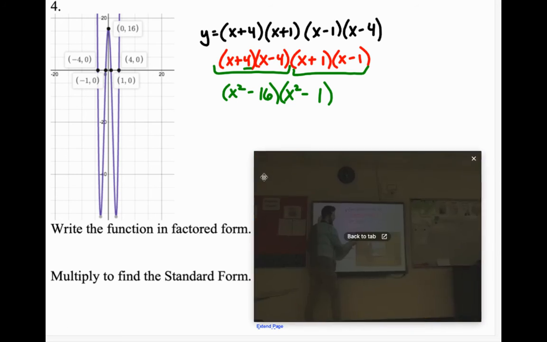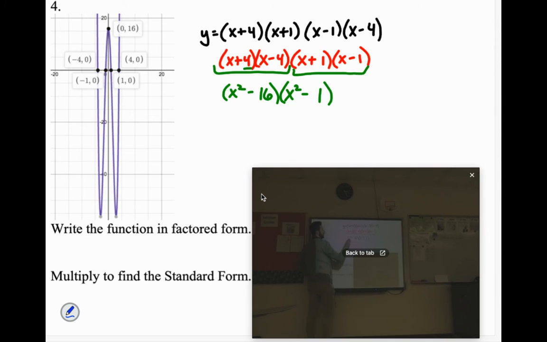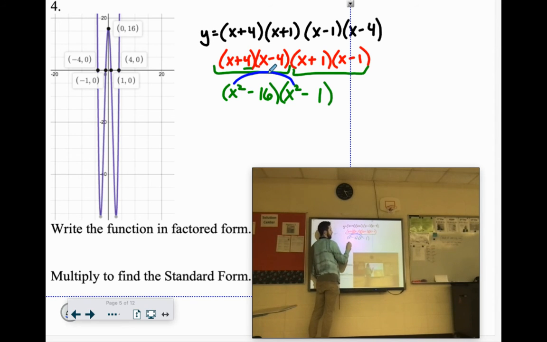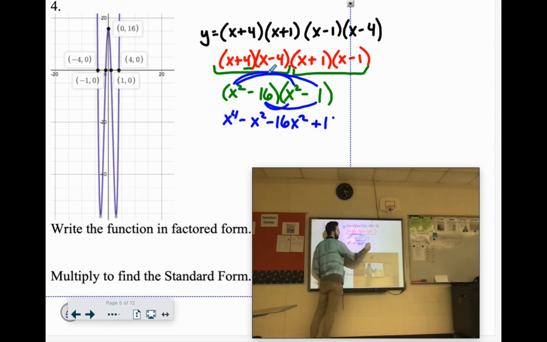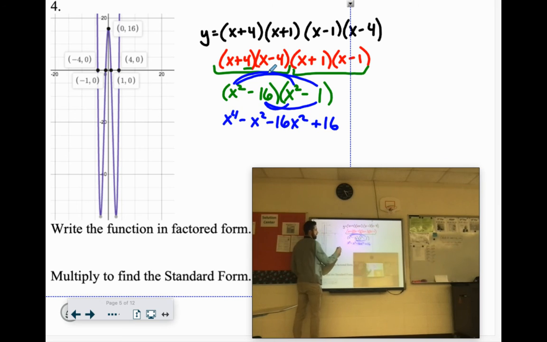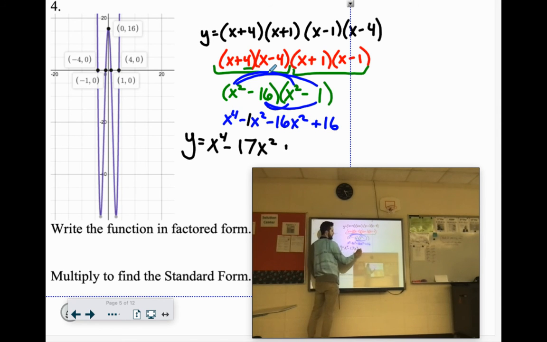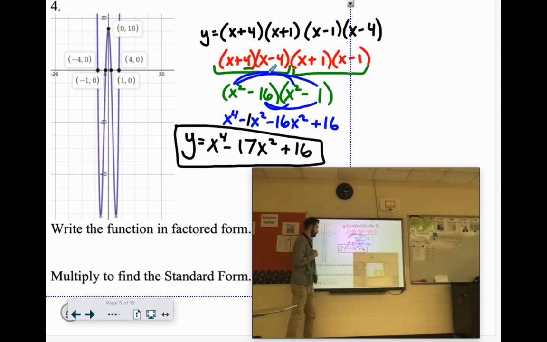Now we just need to multiply these. So x squared times x squared is x to the fourth. X squared times negative 1 is negative x squared. Here we have negative 16x squared and plus 16. So let's clean it up. Y equals x to the fourth. For the x squareds, I have negative 1 minus 16, negative 17x squared plus 16. Hey, does that mean it crosses the y-axis at positive 16? Oh, it certainly does.